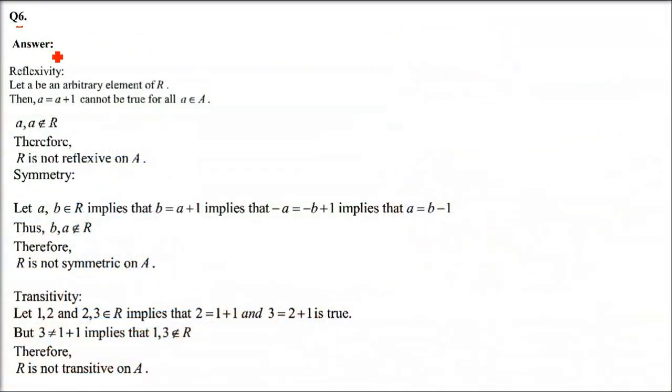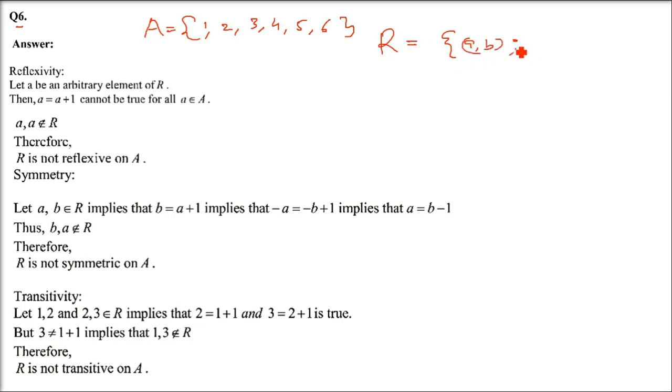So this is question number 6. Check whether the relation is defined on the set A, and A is given by 1, 2, 3, 4, 5, 6. Let me write the set first. It's 1, 2, 3, 4, 5 and 6. And the relation which is given is like this. Relation is always a condition. So this ordered pair has to fulfill (a, b), where b is equal to a plus 1.